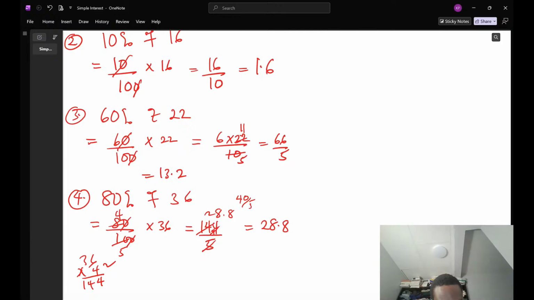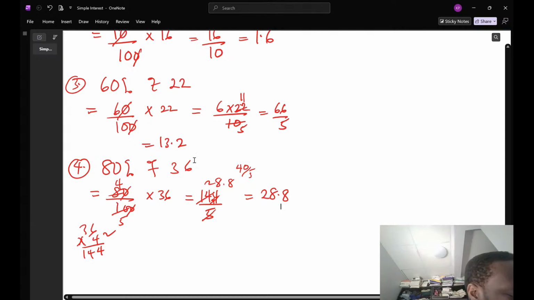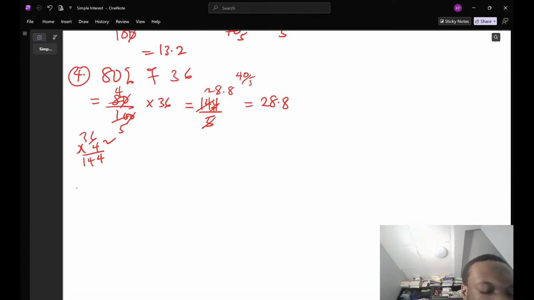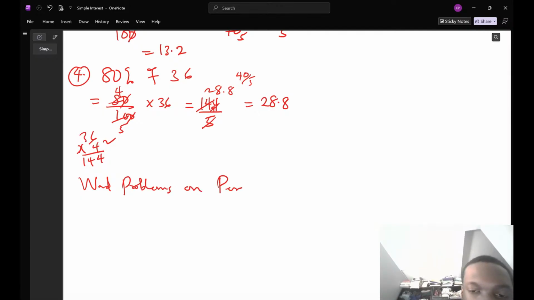Percentages word problem worksheet. Okay. So now I've seen one example. An example says word problems on percentages.